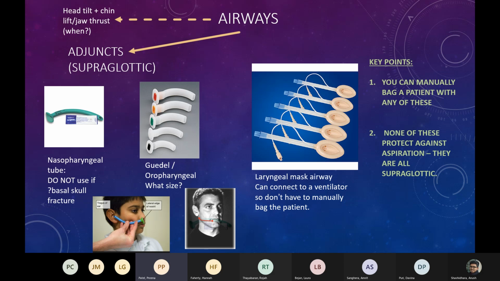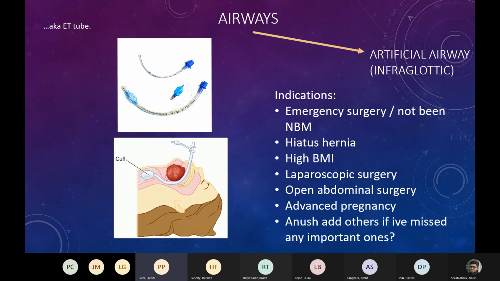You can paralyze them. So the key points about the adjuncts are that you can manually bag anyone with any of these in, but none of them actually protect against aspiration. They all sit above the glottis. Okay, which leads nicely onto our infraglottic airway. What is another word for the infraglottic artificial airway? I kind of gave it away in the SBA. What's it called?